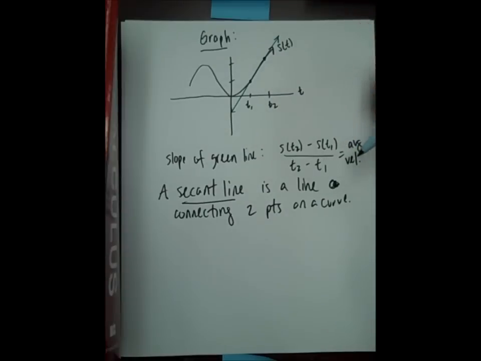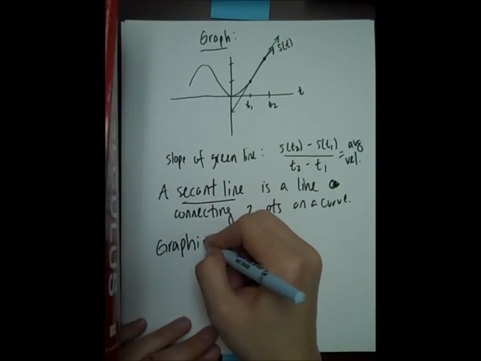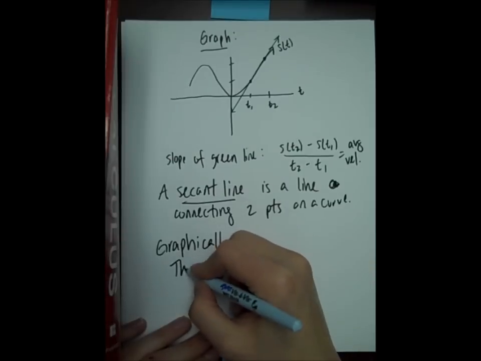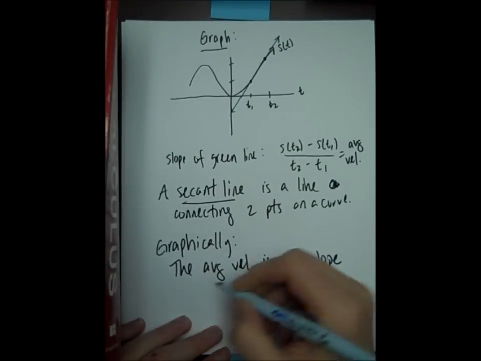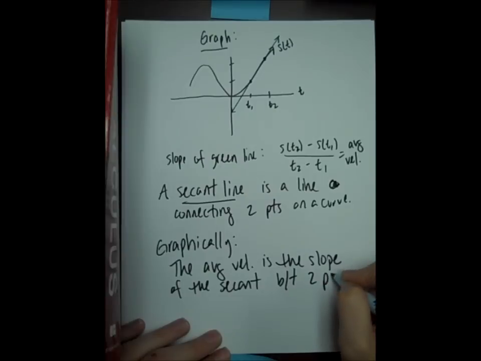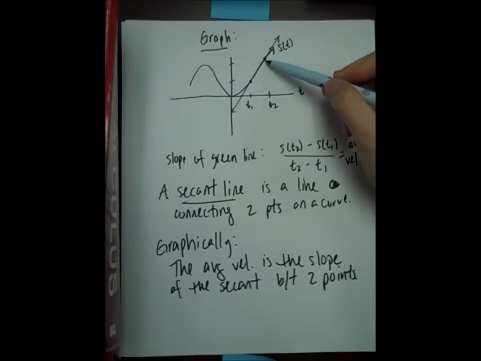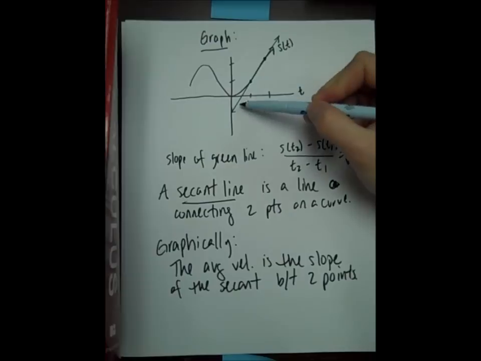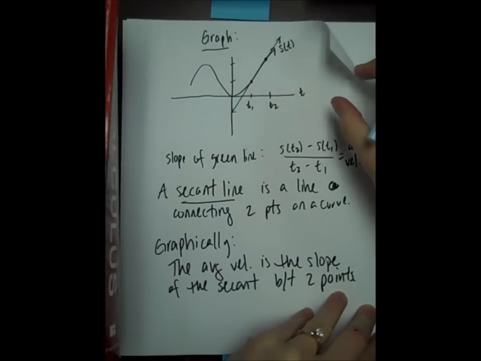So graphically, what is average velocity? It's the slope of the secant line between any 2 points. Which makes sense. The average velocity was given by the change in my position over the change in time, which is precisely the slope between any 2 points. And if you connect those 2 points, it's the secant line, so it's the slope of the secant line. So that's average velocity. That's how we can imagine that graphically.